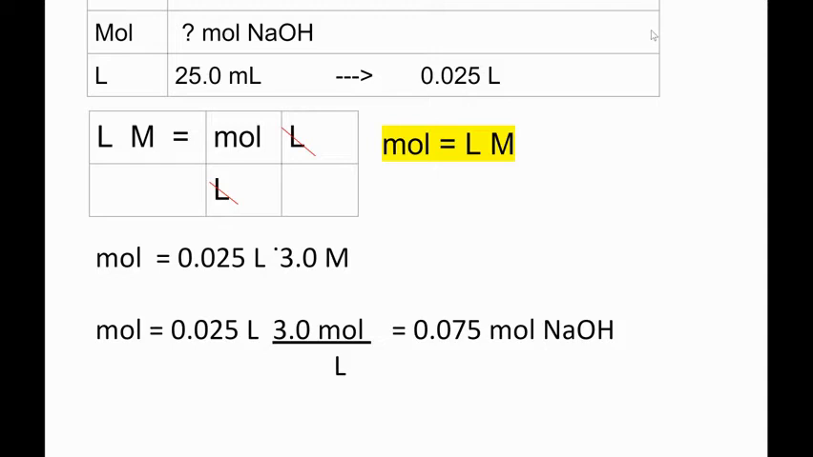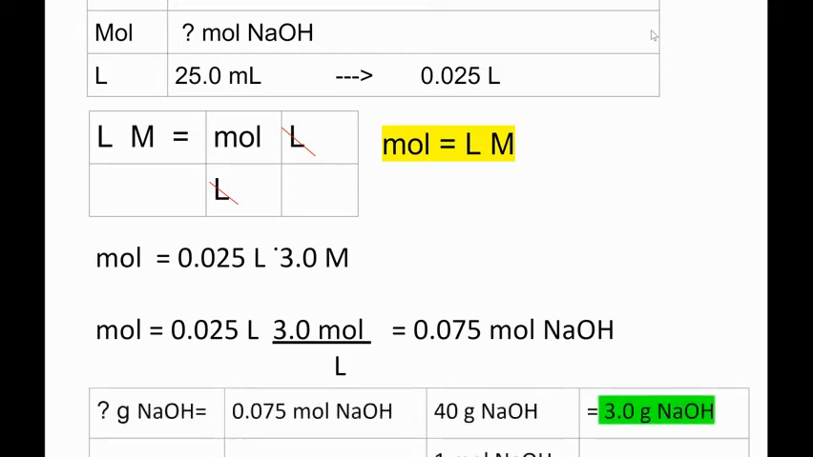We're not quite done though, because we want to be able to measure that out in the laboratory to make our solution. We need to convert it to grams. So now we need to do a quick train track, starting with 0.075 moles of sodium hydroxide. Use the molar mass of sodium hydroxide, 40 grams, to convert to grams of sodium hydroxide needed. And our final answer, 3 grams of NaOH.